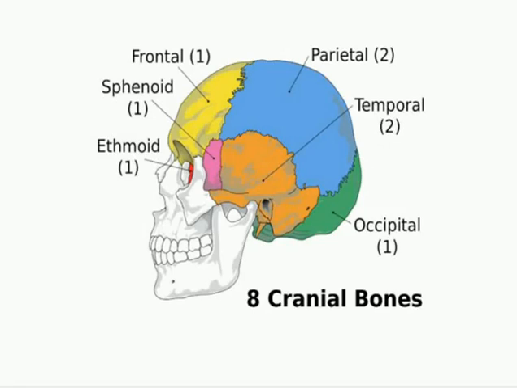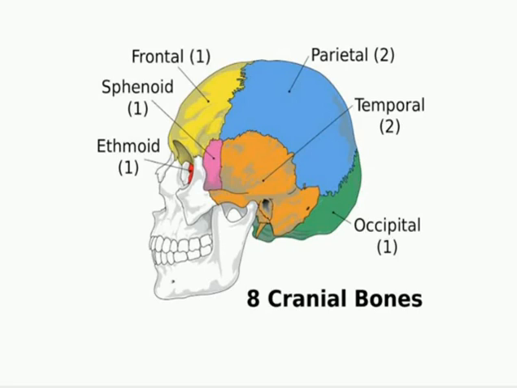So the skull basically consists of two parts, one being your cranial bones and the other being your facial bones. In all there are 22 bones present in the skull, and they are further subdivided into two categories, one being your cranial bones and the other being your facial bones. And the skull supports the structures of the face and it protects the brain.